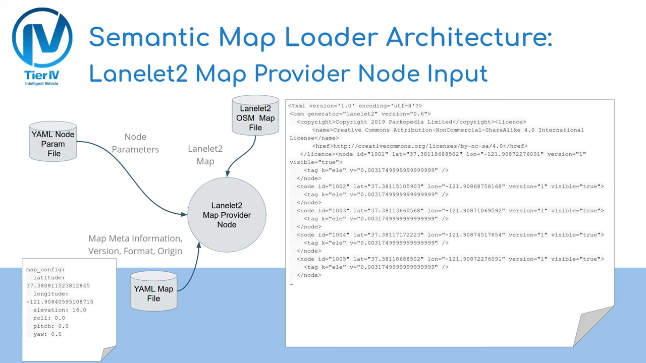Here we look a little closer at the details of the input interface to the lanelet2 map provider node. The YAML node parameter file is yet to be defined, but will probably contain the lanelet2 file and YAML meta map information file paths. The lanelet2 map is defined using the OSM XML file as shown, and the YAML map meta information file will contain the origin of the coordinate system the OSM defined geocentric coordinates will be projected into.